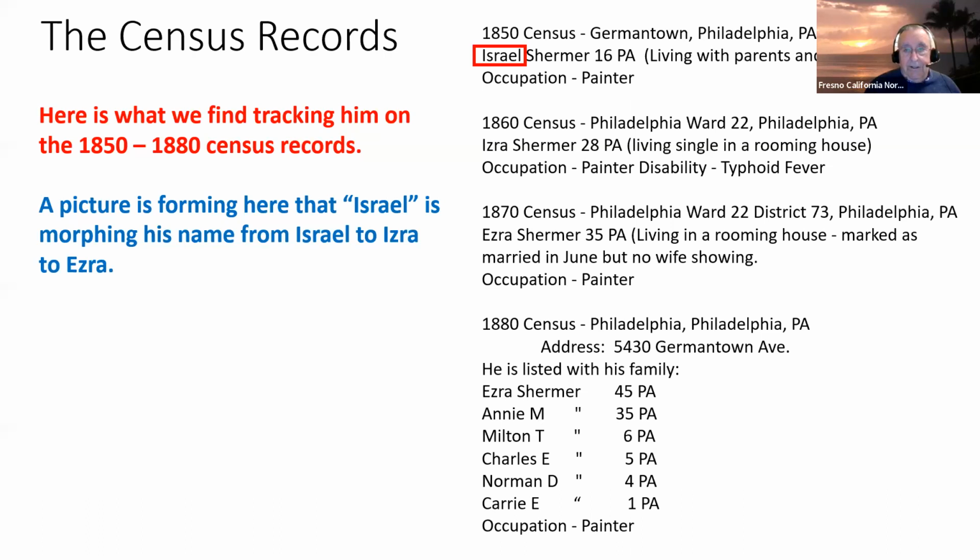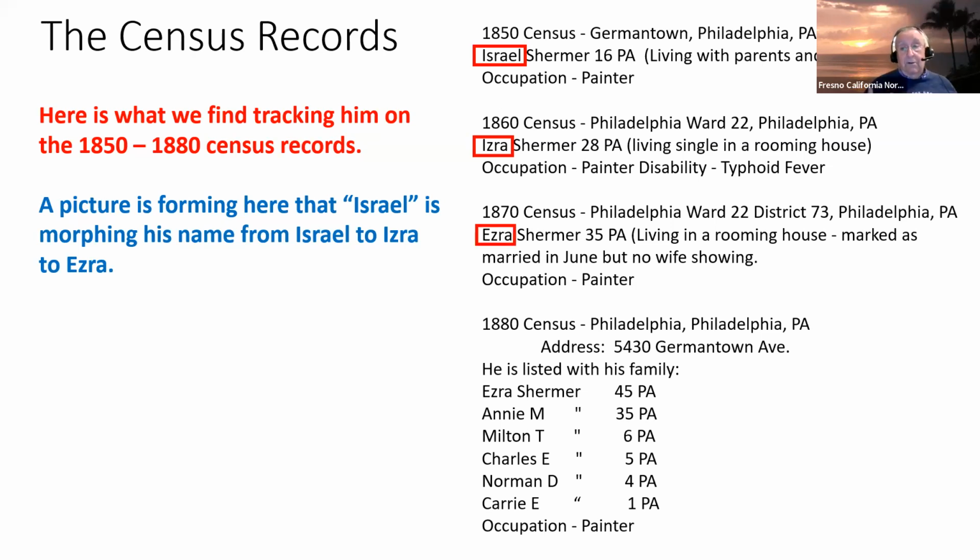Okay. In 1860, there's no Israel, but there's a Isra. His name's changed a little bit. He's now 28. He aged 12 years. He's single. He's a painter. And it was interesting. He had a disability, typhoid fever. And that's going to show up in a little bit. So just remember that. But the big thing is he's in Philadelphia. He's a painter. He's about the right age. He's living alone at this point.